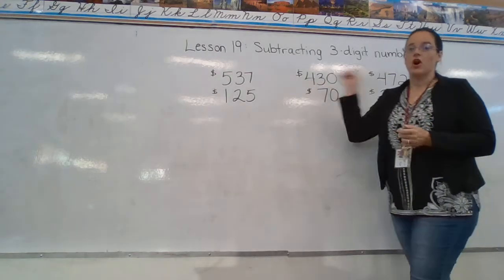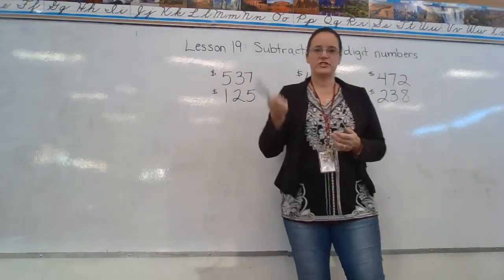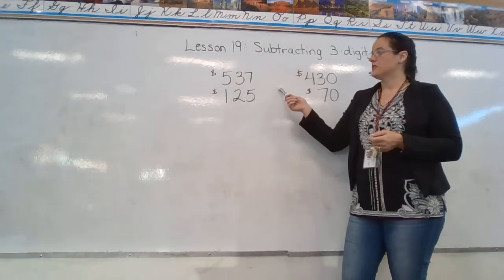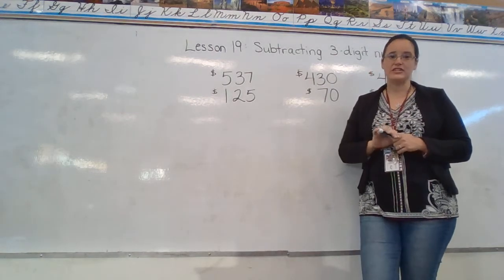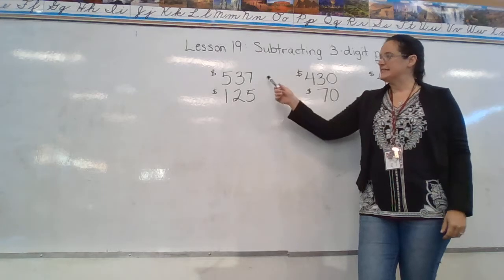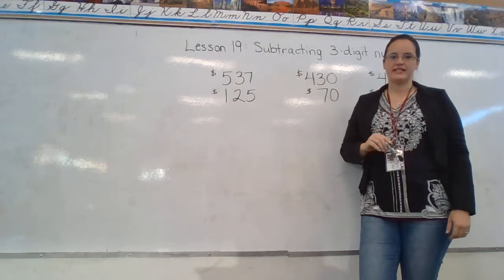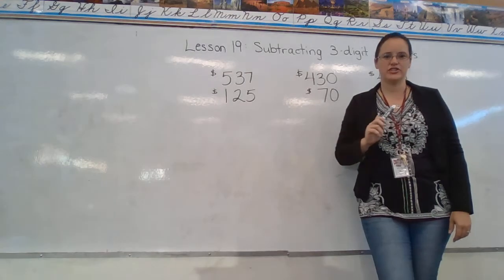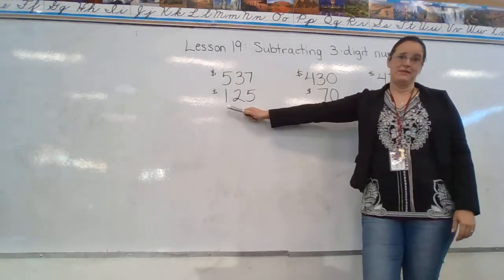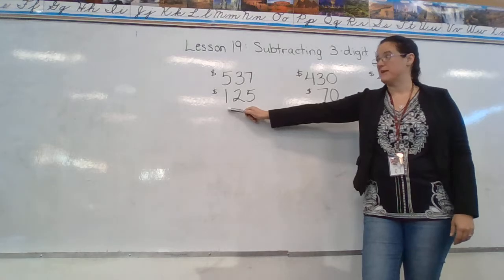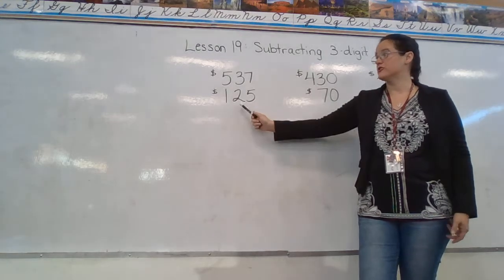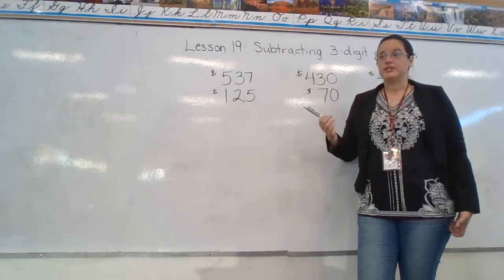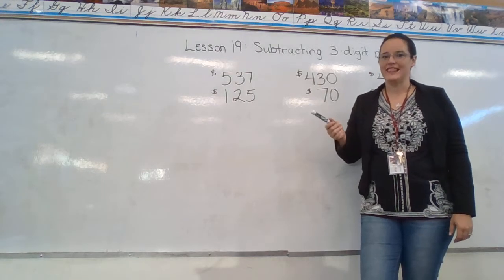Okay, so all three of these are word problems, so I'm just going to tell you the story and then we'll get down to the math of it. In this problem, Cindy and John are playing a game. Cindy has $537, in a game like Monopoly. Cindy lands on John's property, and he must have hotels on it because she has to pay a lot. She has to pay $125. So then the question is, how much money does Cindy have left?